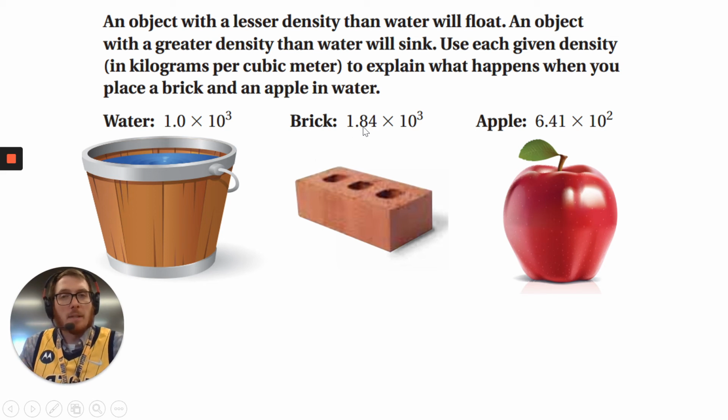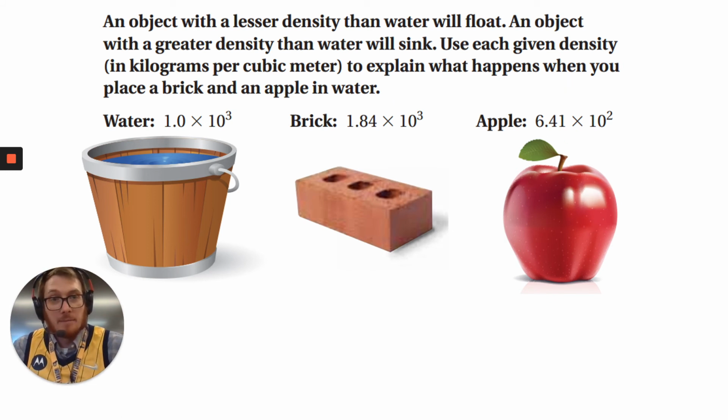So like this brick would be 1,840 when I move it 3 spots. This apple's only 641. And notice it's times 10 to the second. Anything with 10 to the second is less than the 10 to the third, even if this is just 1. So this will float, the apple will float, which would be the idea of like bobbing for apples, for example. It will float because it's less dense.